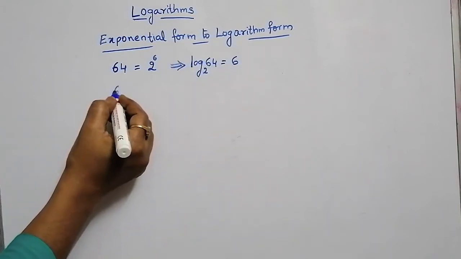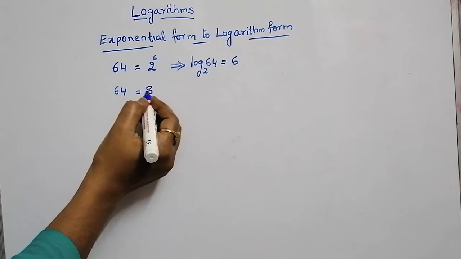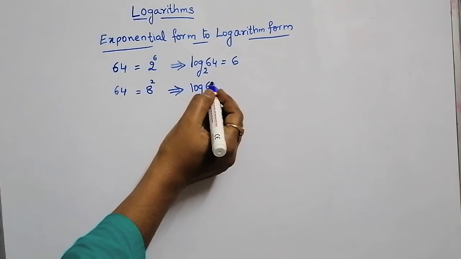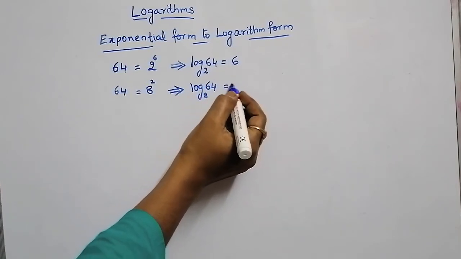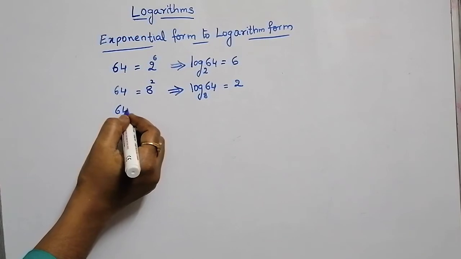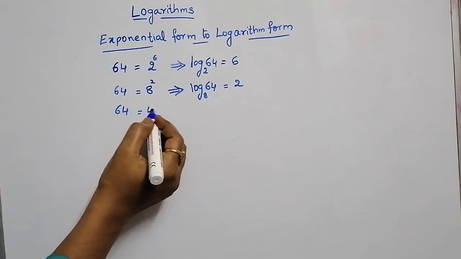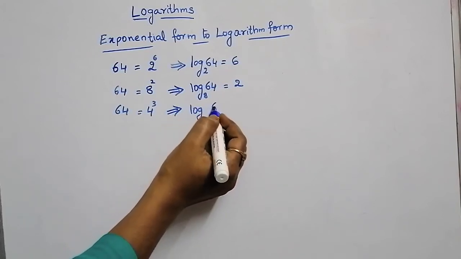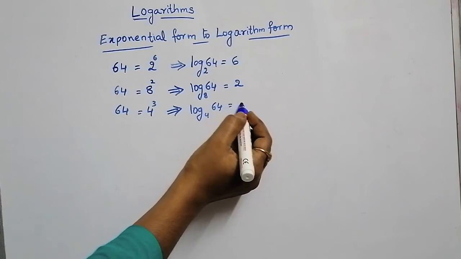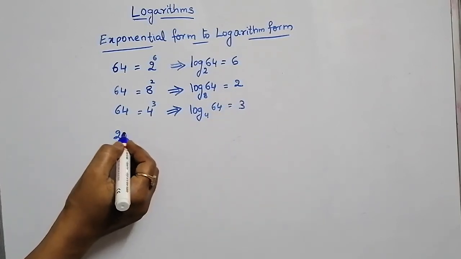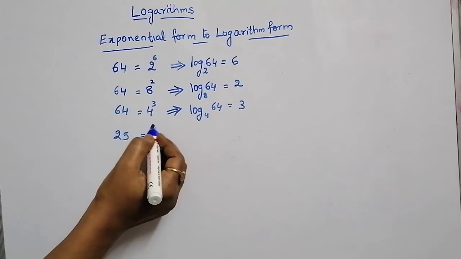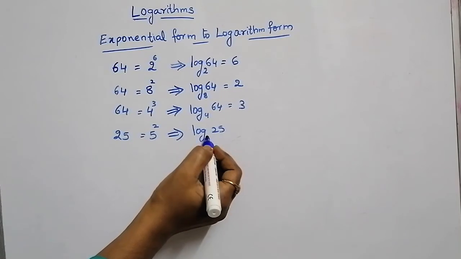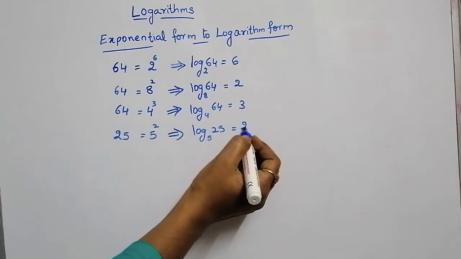64 can also be written as 8 square. Now convert this: log of our number 64 to the base 8 is equal to 2. And 64 can also be written as 4 cube, which means log of our number 64 to the base 4 is equal to 3. Let us take another example. 25 can be written as 5 square. Log of our number 25 to the base 5 is equal to 2.